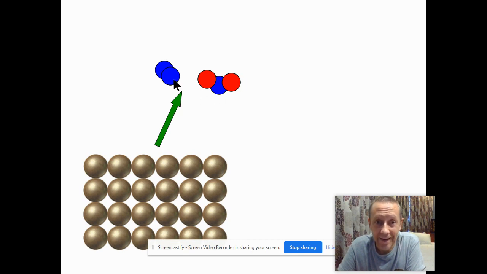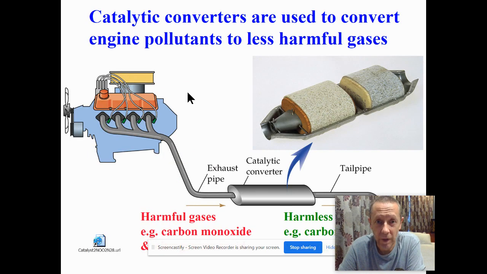So the product particles are desorbing from the surface of the catalyst. Okay, so the reaction is occurring more easily, if you like. It can occur more quickly because less energy is required to break bonds whilst substances are interacting with the catalyst, attached to the catalyst. Now, some examples of where you might meet this type of process.